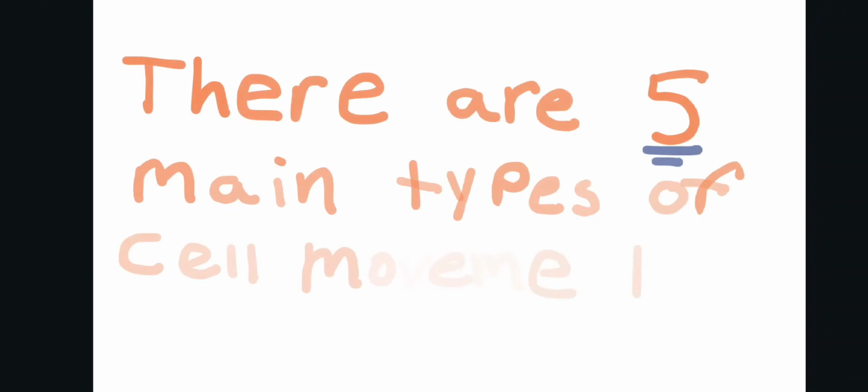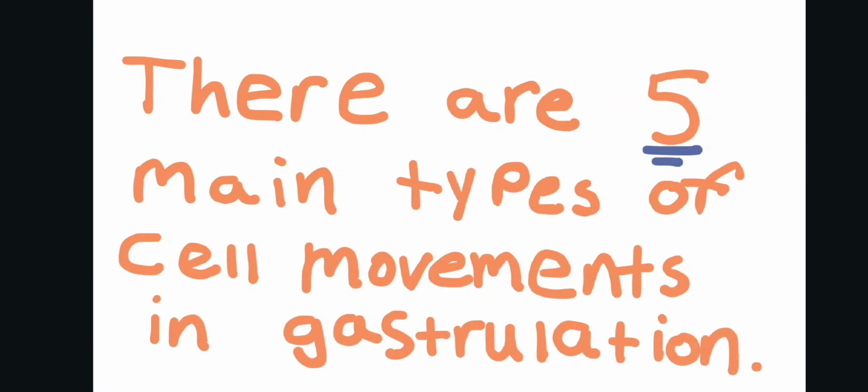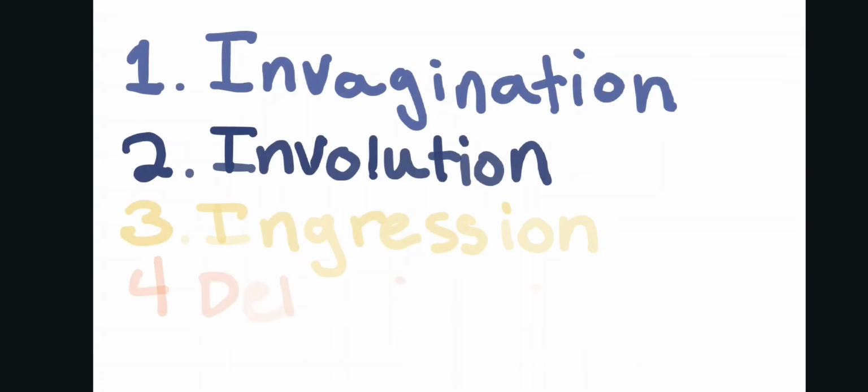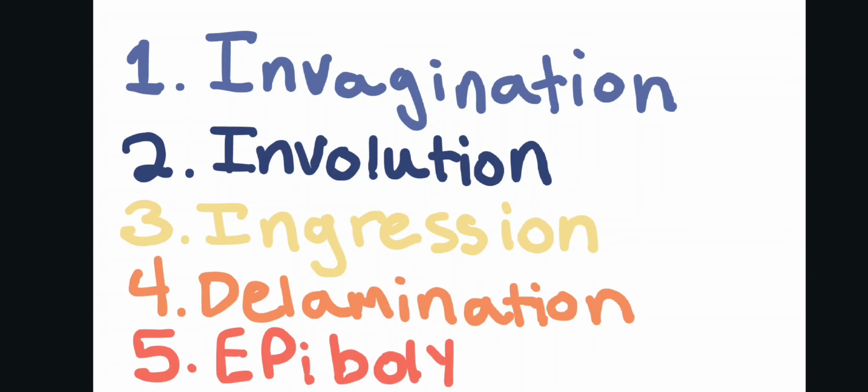Hi everyone, today I'm going to be covering different types of cell movement, which is an important topic in developmental biology. There are 5 main types of cell movements in gastrulation, and these are invagination, involution, ingression, delamination, and epibole. And these 5 cell movements in some combination form all gastrulation events. We're going to start off by covering invagination.